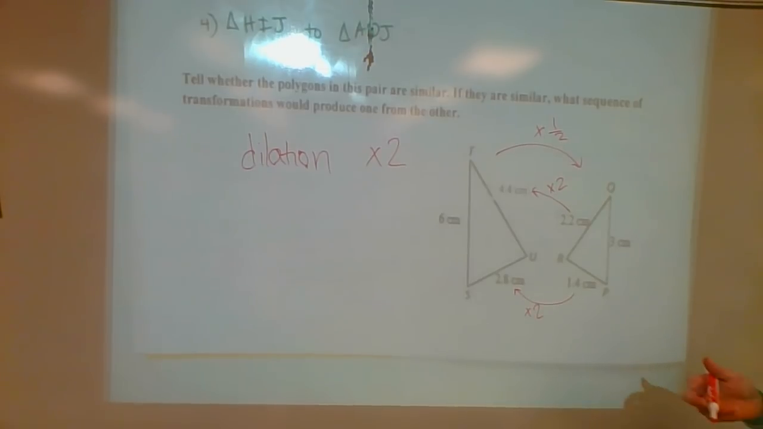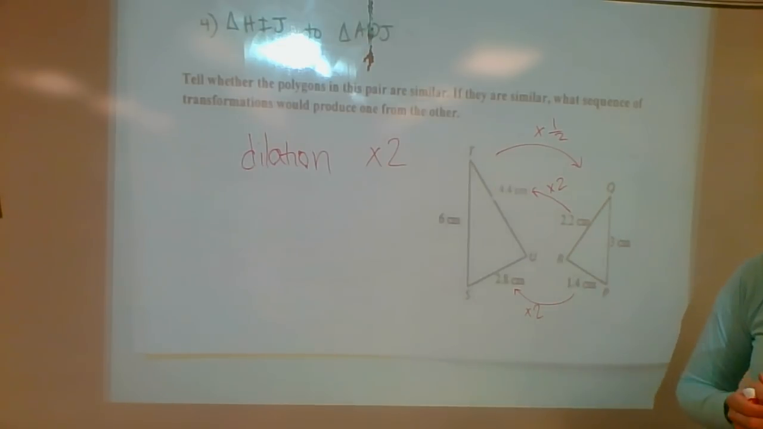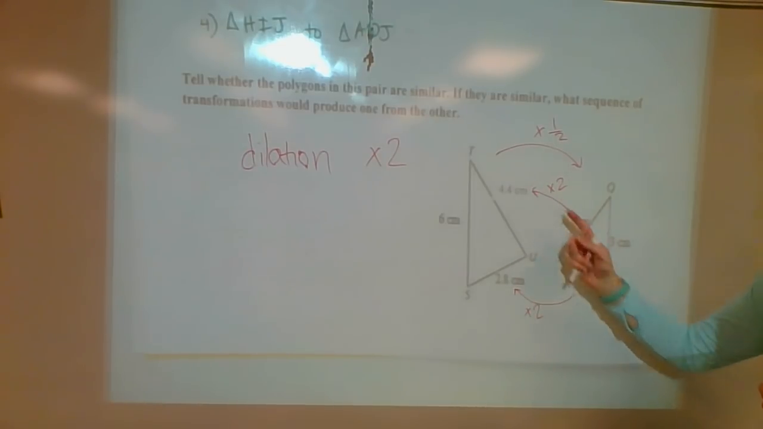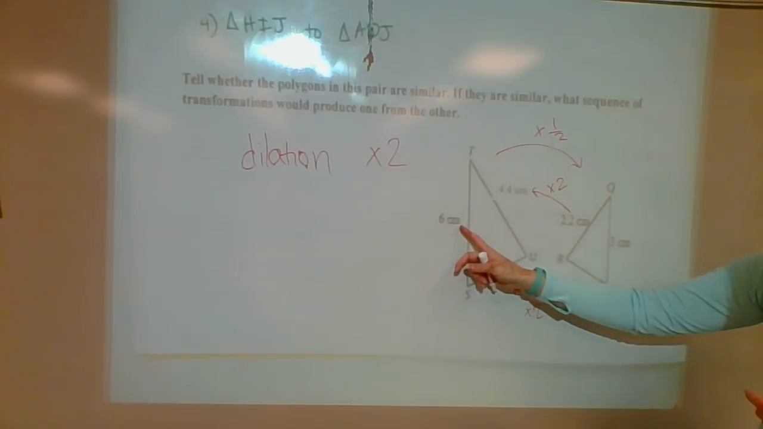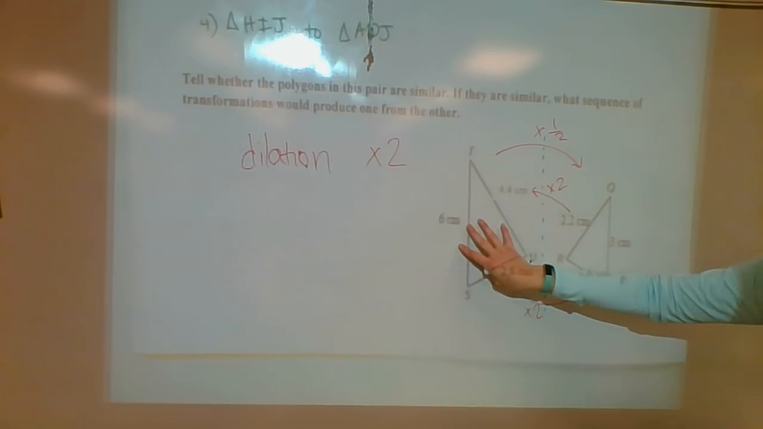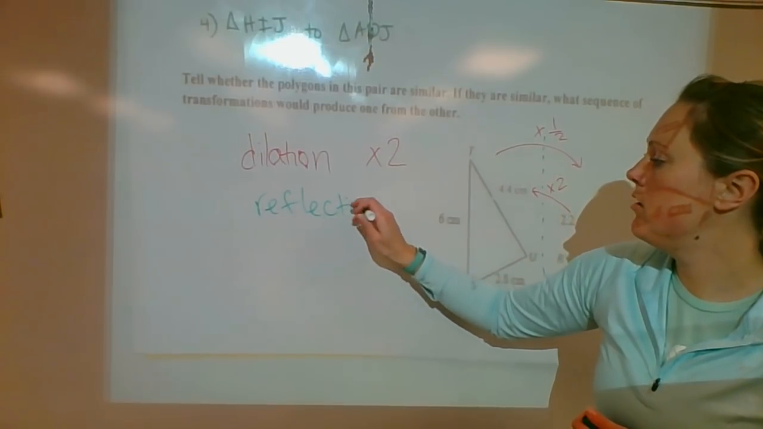In order for this to be true, though, every measurement on your paper has to be times by 2 for the side lengths. If they give you the degrees, those angles will stay the same, but every single side length has to match. If these were both times 2, and let's say this one was times by 3, then they're not similar. We'll notice though the picture doesn't look the same, right? It was times 2, but it also got flipped over this line. So our other transformation is a reflection. Okay.